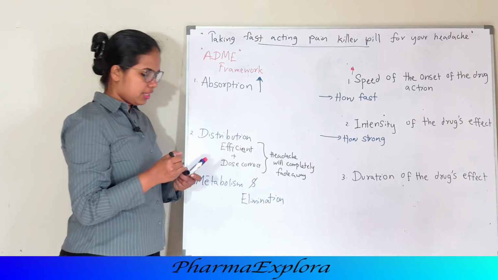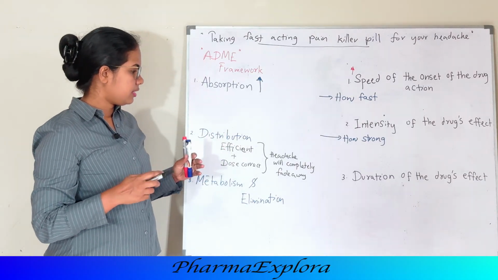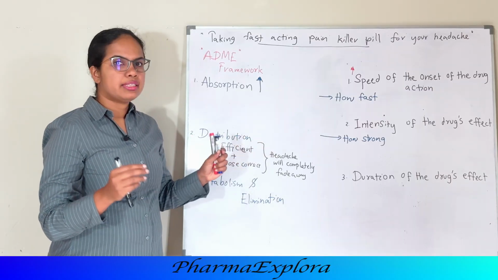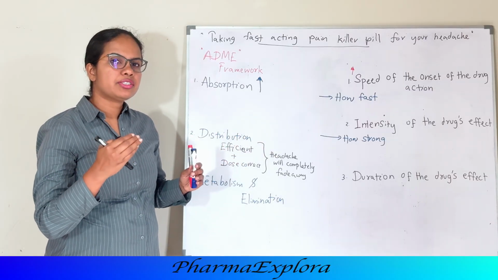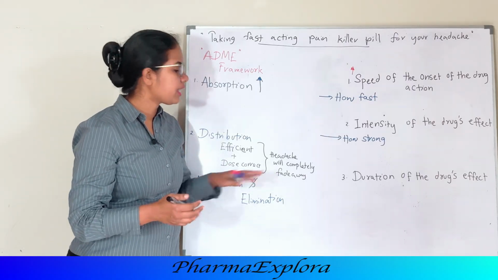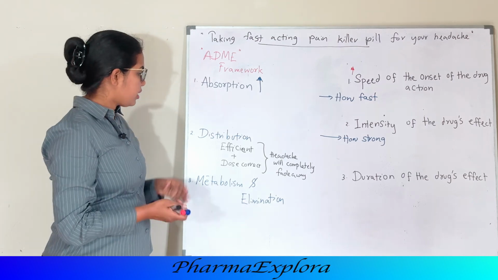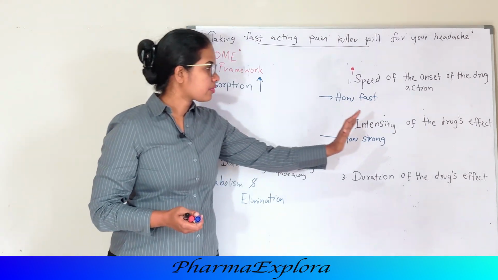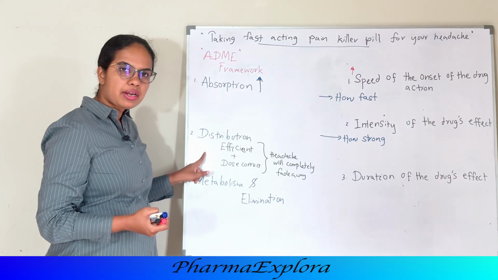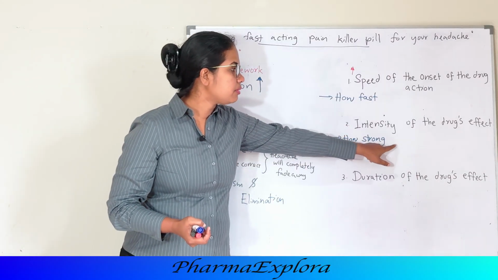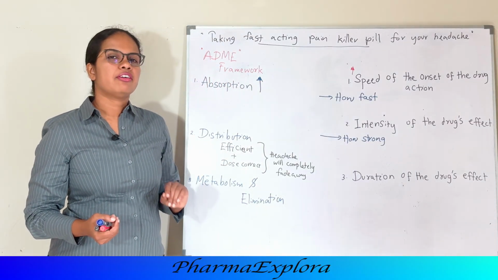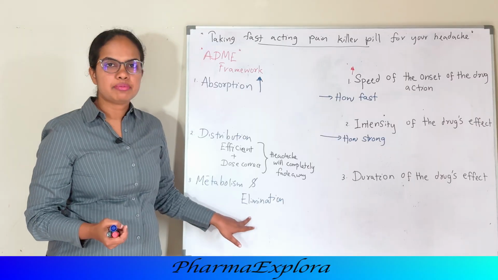In other words, the drug molecule will be able to provide the drug action intense enough to reduce the headache. So distribution is the pharmacokinetic parameter that will determine the intensity of the drug's effect. And now we are going to discuss metabolism and elimination.